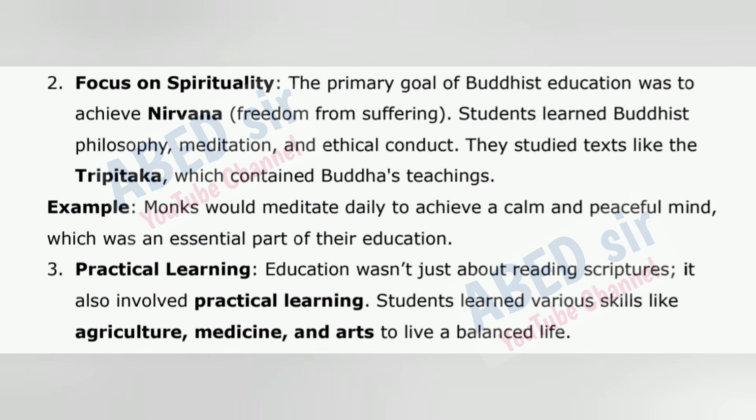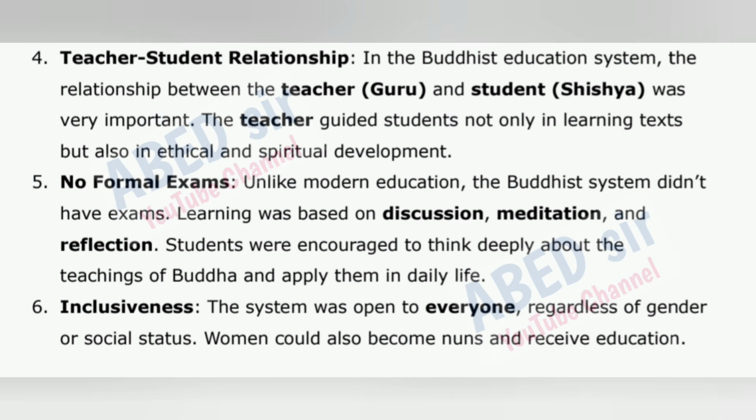3. Practical learning. Education wasn't just about reading scriptures, it also involved practical learning. Students learned various skills like agriculture, medicine, and arts to live a balanced life. 4. Teacher-student relationship. In the Buddhist education system, the relationship between the teacher, guru, and student, shishya, was very important. The teacher guided students not only in learning texts, but also in ethical and spiritual development.